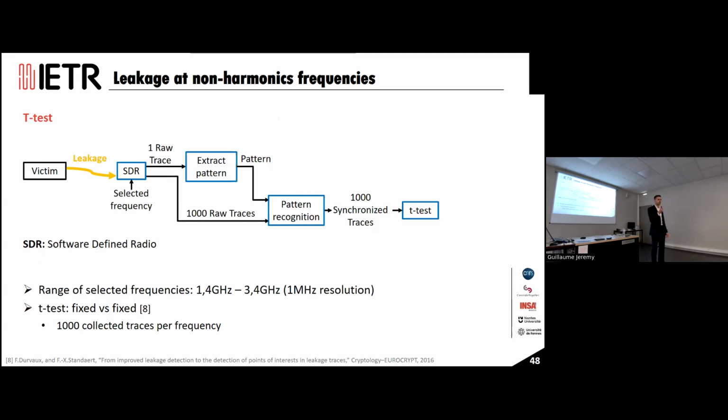Then at every frequency where we evaluate the leakage presence, first, we will extract a pattern using the virtual trigger. We need to do this at every new frequency because the shape of the leakage changes from one frequency to another. Then, with this pattern, we will perform pattern reconnection to extract 1,000 traces at every frequency to perform the t-test. And the version of the t-test that we are applying is the fixed versus fixed t-test.